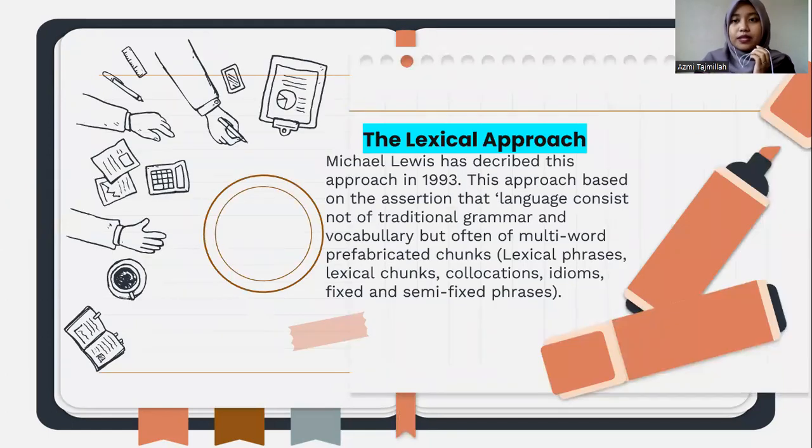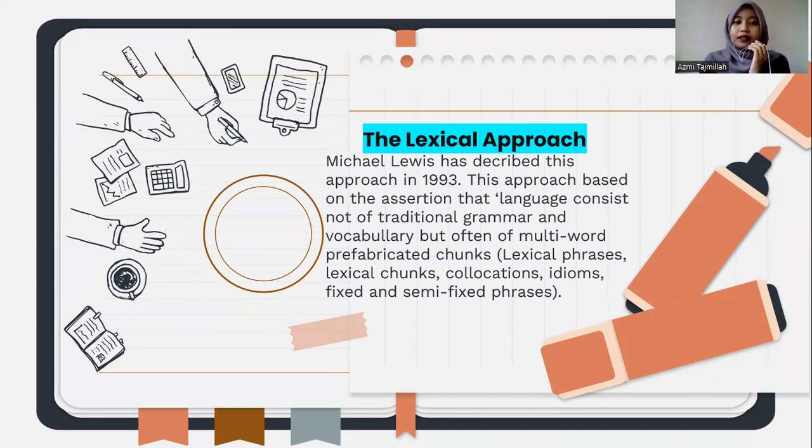The next approach is the lexical approach. Michael Lewis described this approach in 1993. This approach is based on the assertion that language consists not of traditional grammar and vocabulary, but often of multi-word prefabricated chunks. They are lexical chunks, collocations, idioms, fixed and semi-fixed phrases.